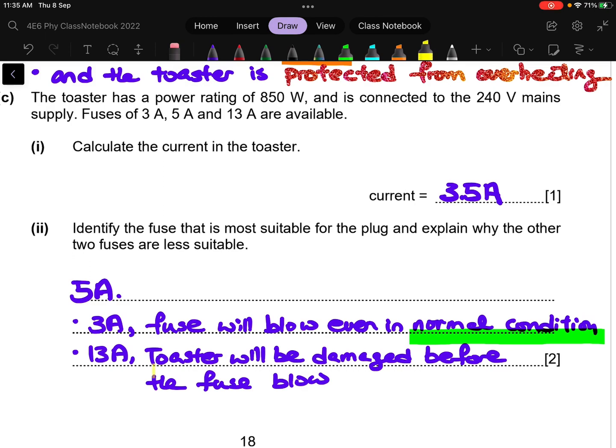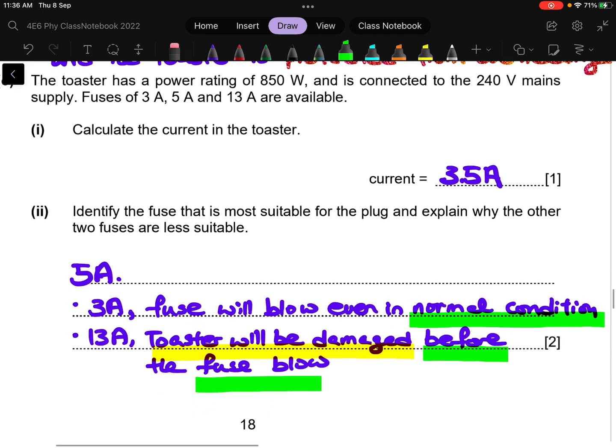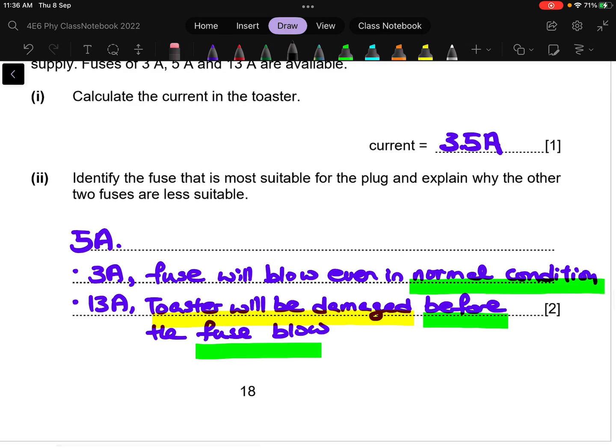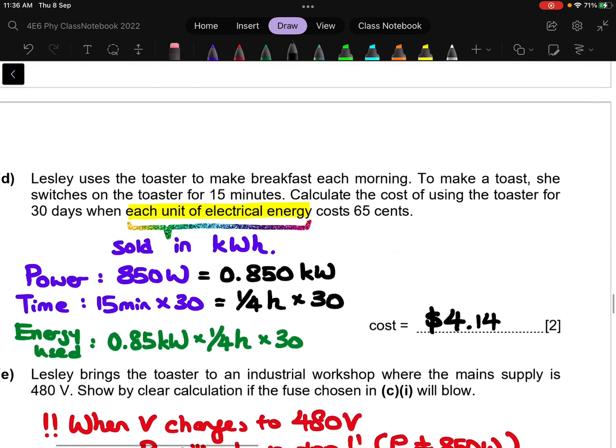It is because you won't be able to protect the toaster from a high current like 10 ampere, which is already like 3 times more than the normal operating current. So you need to tell me very clearly that the toaster will be damaged before the fuse blows. Yeah. So as long as you give me something like that, you will be able to get the full 2 marks. Yeah. So the mark distribution is first mark for picking the right fuse rating. Then the next mark goes to why the other 2 are bad.